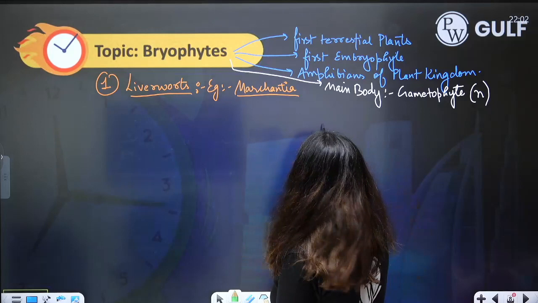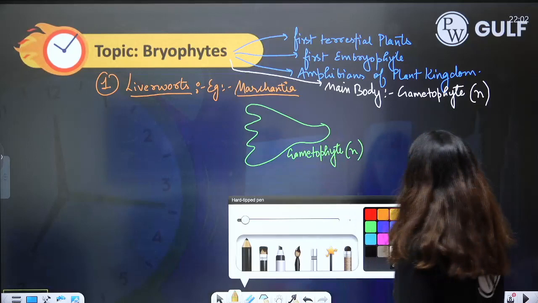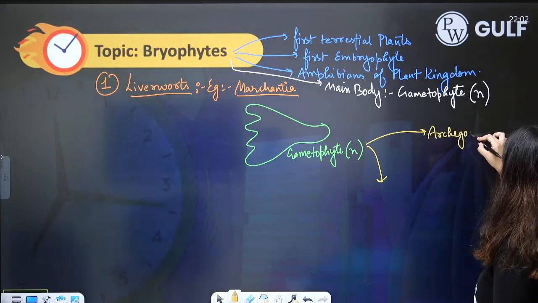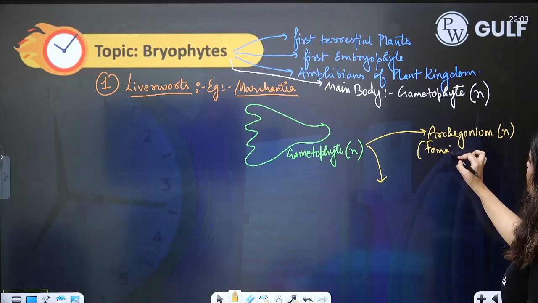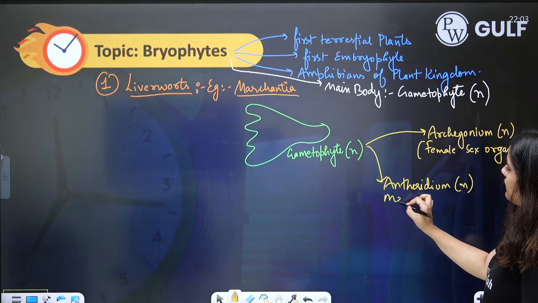Suppose this is their main body, the gametophyte, haploid, and it will have a male sex organ and a female sex organ. This is the archegonium, the female sex organ. This is the antheridium. It is also haploid. It is the male sex organ.